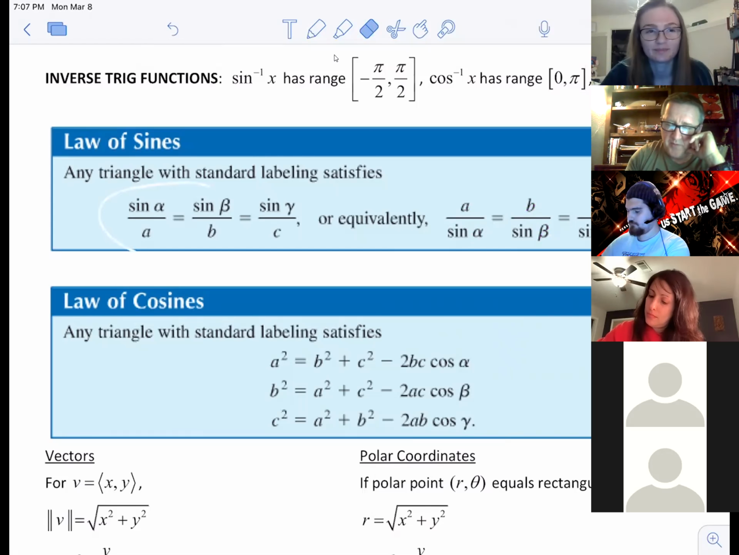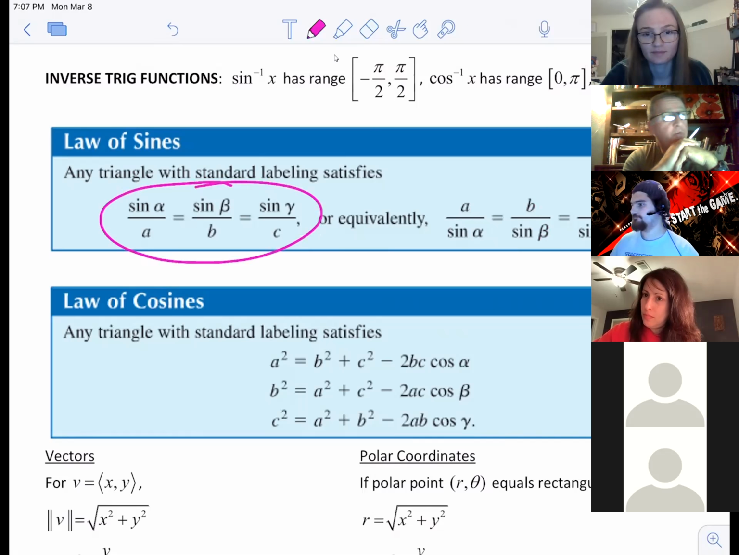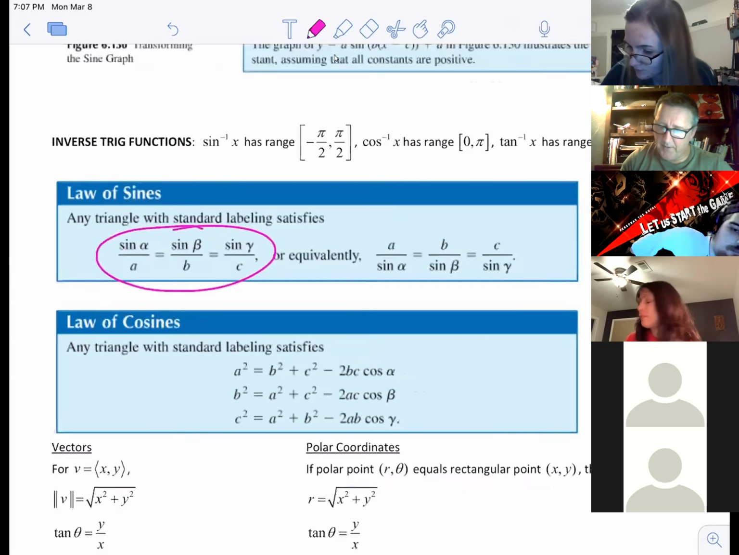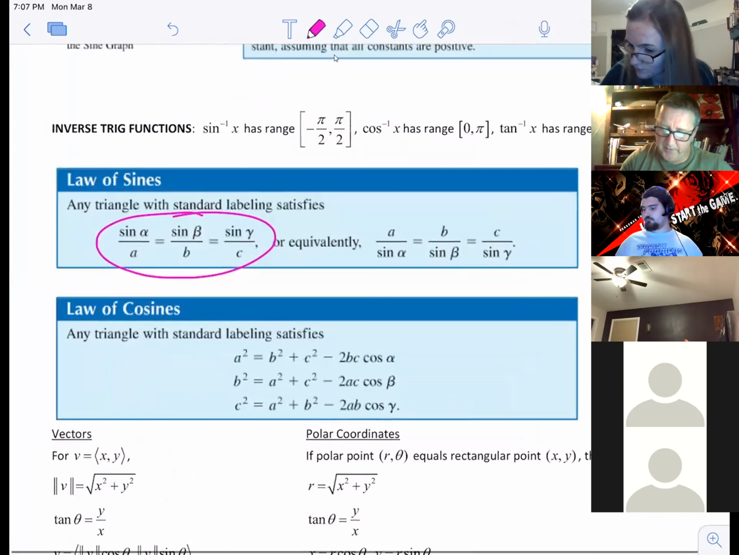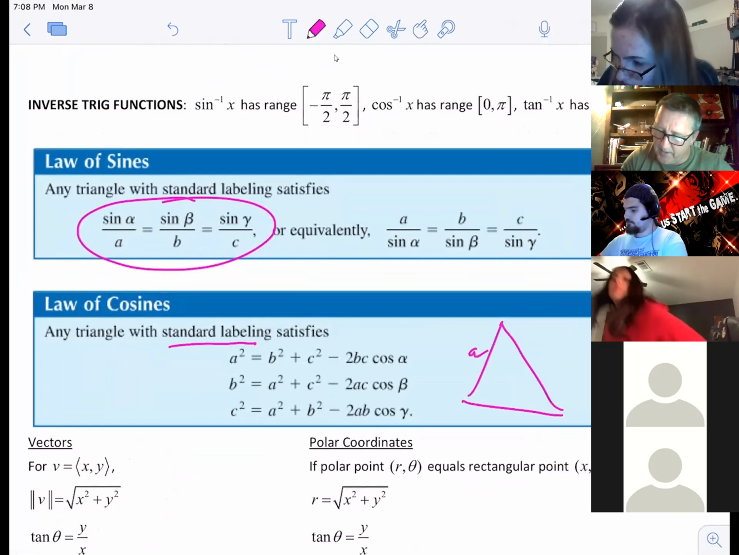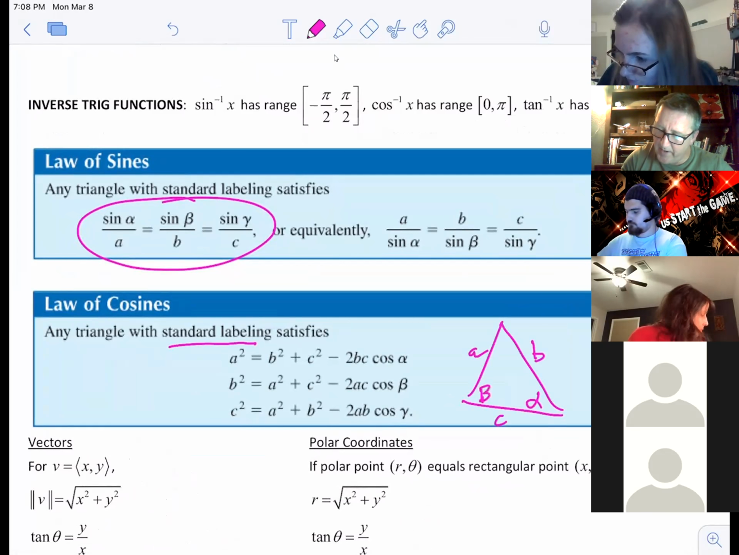Notice it's also true if you want to flip them upside down. You can put the angle on top if you want, just be consistent. So they said, any triangle, and they use this phrase standard labeling. Well, that isn't very helpful. But again, they're just talking about, well, they picked sides of A, B, and C, and then they just chose Greek letters, A for alpha, B for beta, and then I think that's gamma. Like that's what they mean.